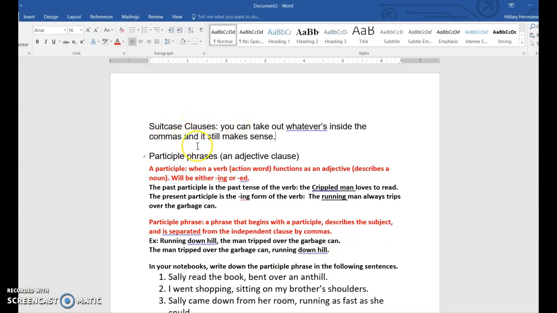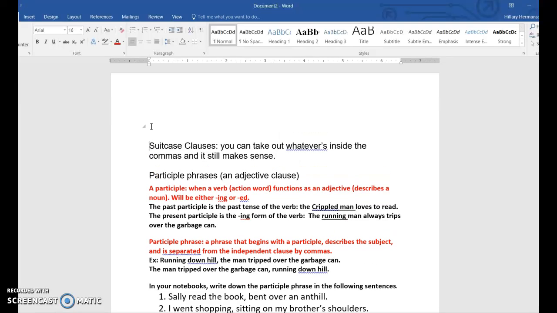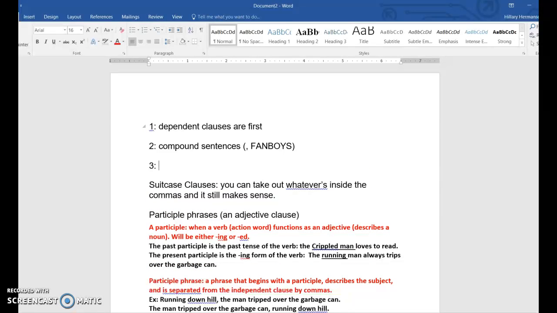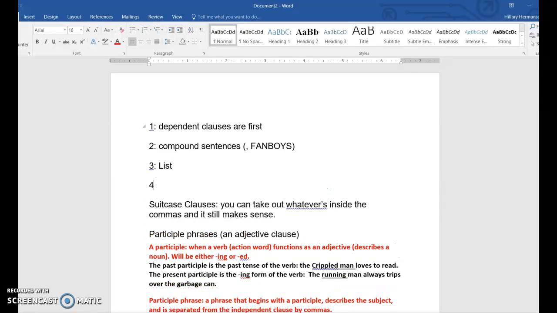So, just a little bit of ACT prep grammar review. Remember, I have 4 reasons that you need to use a comma. I'm going to write them down right here. Reason number 1 is dependent clauses, if they are first, before the independent clause. Reason number 2 is compound sentences. Remember, you combine 2 independent clauses with a comma and a FANBOYS. Reason number 3 is a list, which we really haven't got into yet. Reason number 4 is a suitcase clause, which is what we're talking about now.